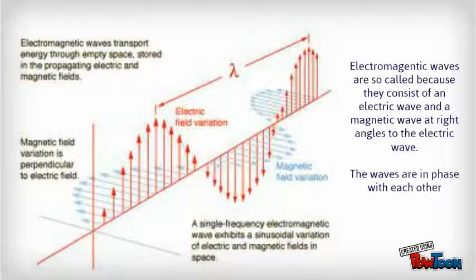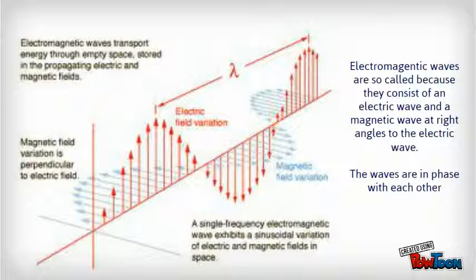Now, electromagnetic waves are so called because they consist of both an electric wave and a magnetic wave, and these waves sit at right angles to each other, and they are in phase with each other. In other words, the crest of one coincides with the crest of the other, as do the troughs.